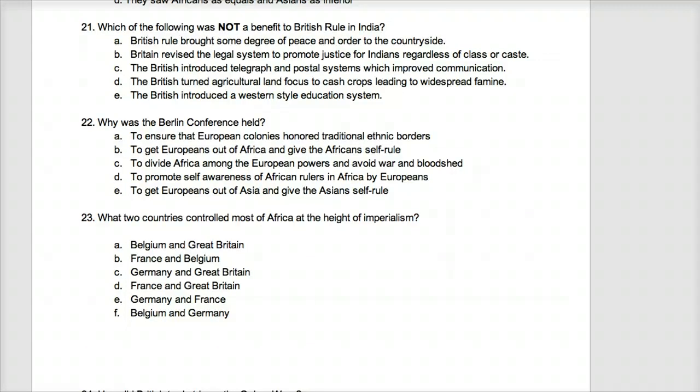23. What two countries controlled most of Africa at the height of imperialism? Was it A. Belgium and Great Britain, B. France and Belgium, C. Germany and Great Britain, D. France and Great Britain, E. Germany and France, or F. Belgium and Germany?